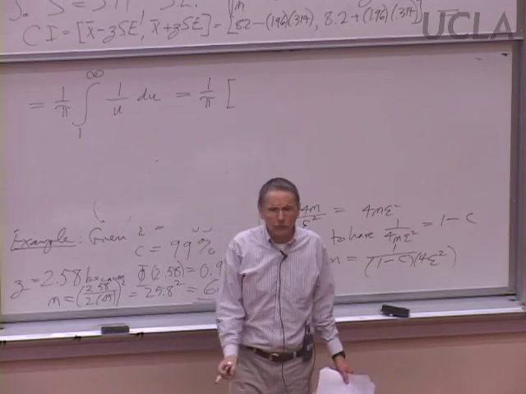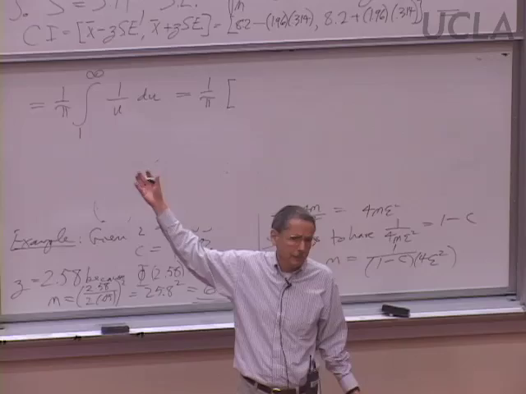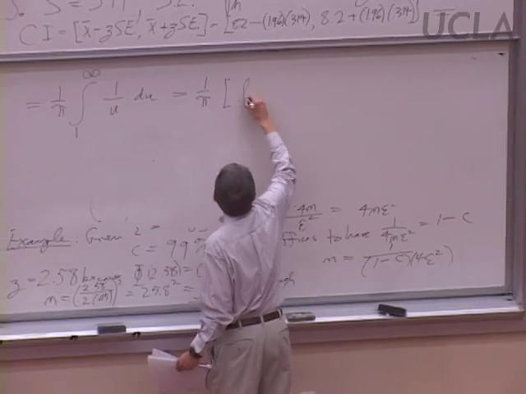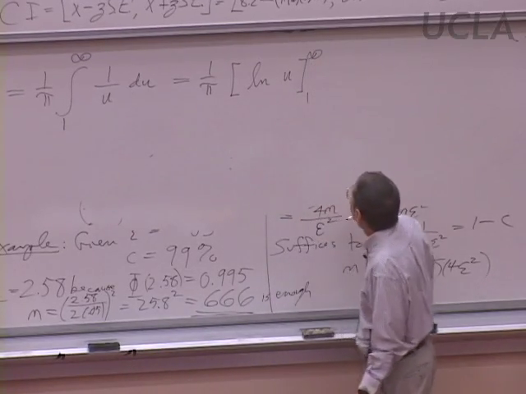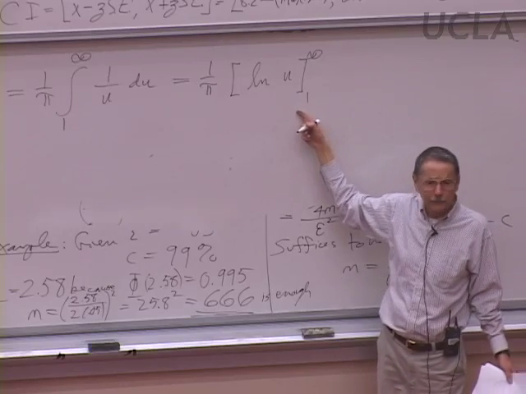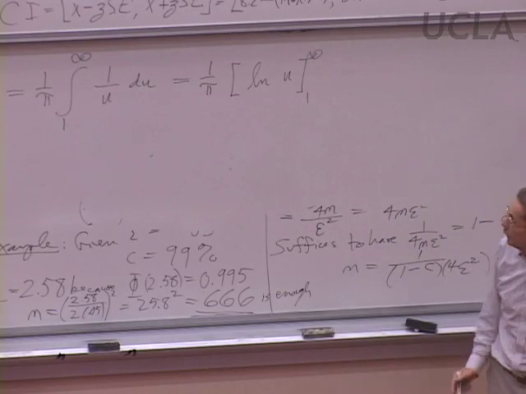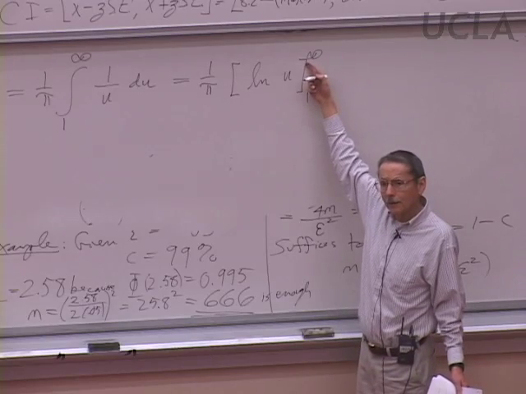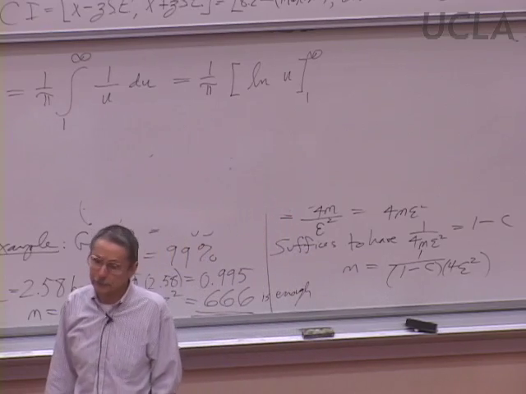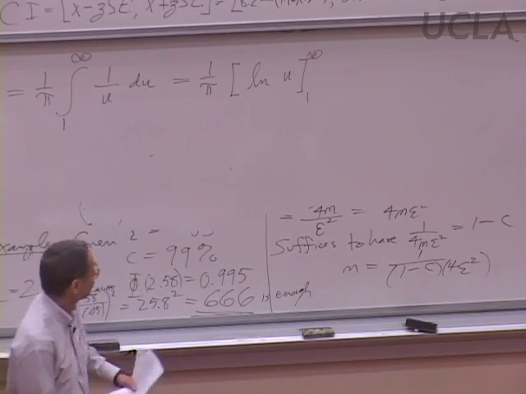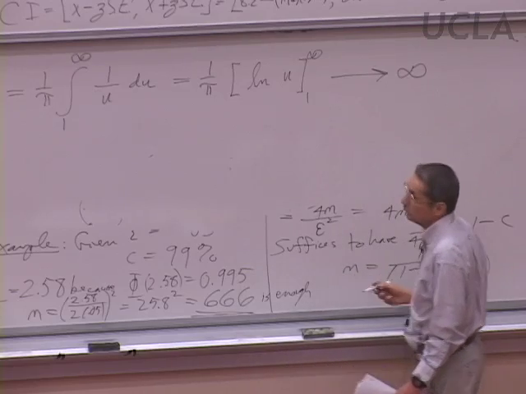An antiderivative for 1 over u is just log u. Well, log absolute value of u, but it's positive here. And for the lower bound of integration, when we plug in 1, well, log of 1 is 0. That's the easy part. But what about the upper bound of integration? If we take the limit of log u as u goes to infinity, this does not converge. It's going off to infinity.